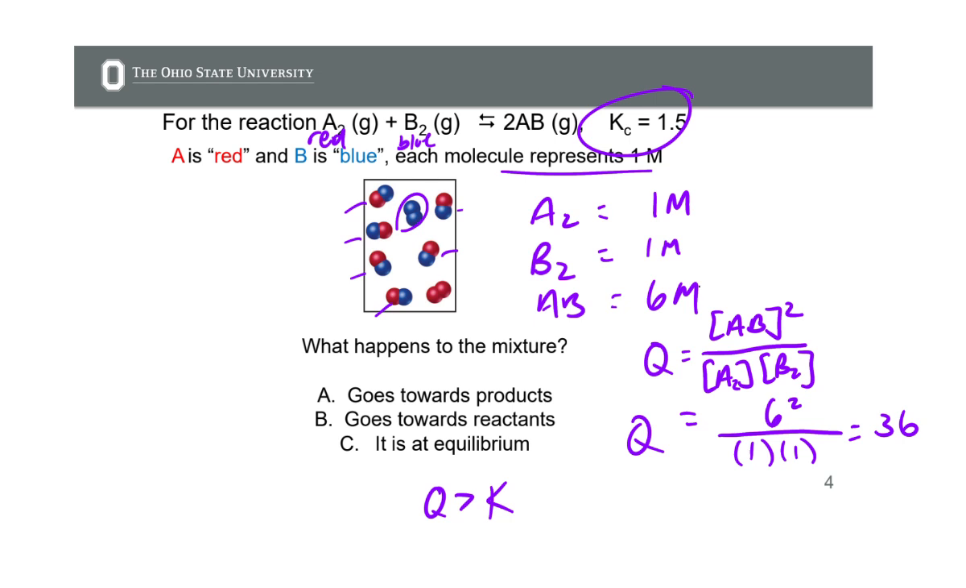Yeah, it's going to go towards the products to reach equilibrium. Okay, so everyone see how we're going to do that?